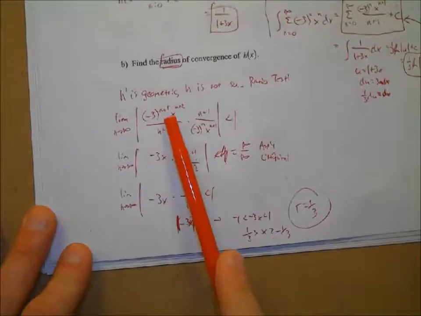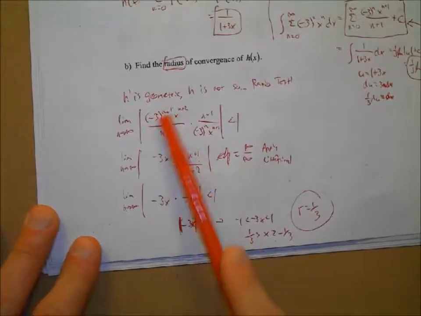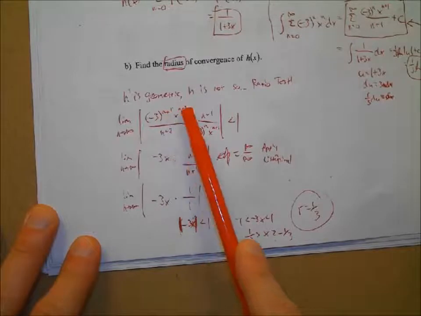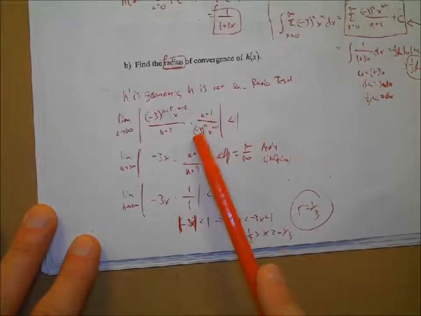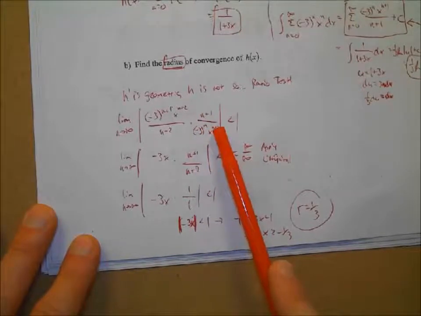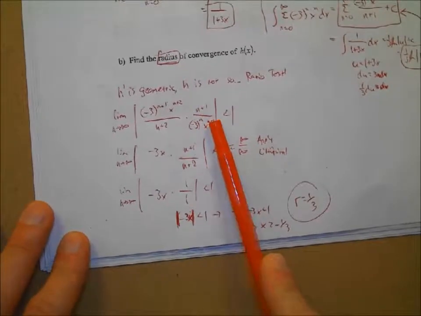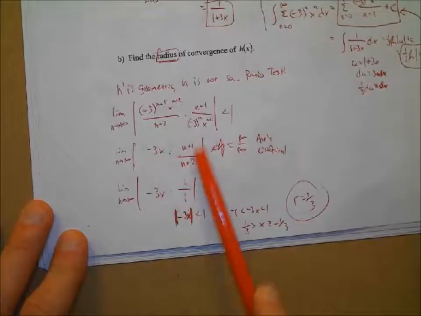All right, so again, you do the next term. So there's my next term, right? Negative 3 to the n plus 1, x to the n plus 2 over n plus 2. And then the previous term, n plus 1 over negative 3 to the n, x to the n plus 1. Simplify. You get negative 3x and then the n plus 1 over n plus 2.